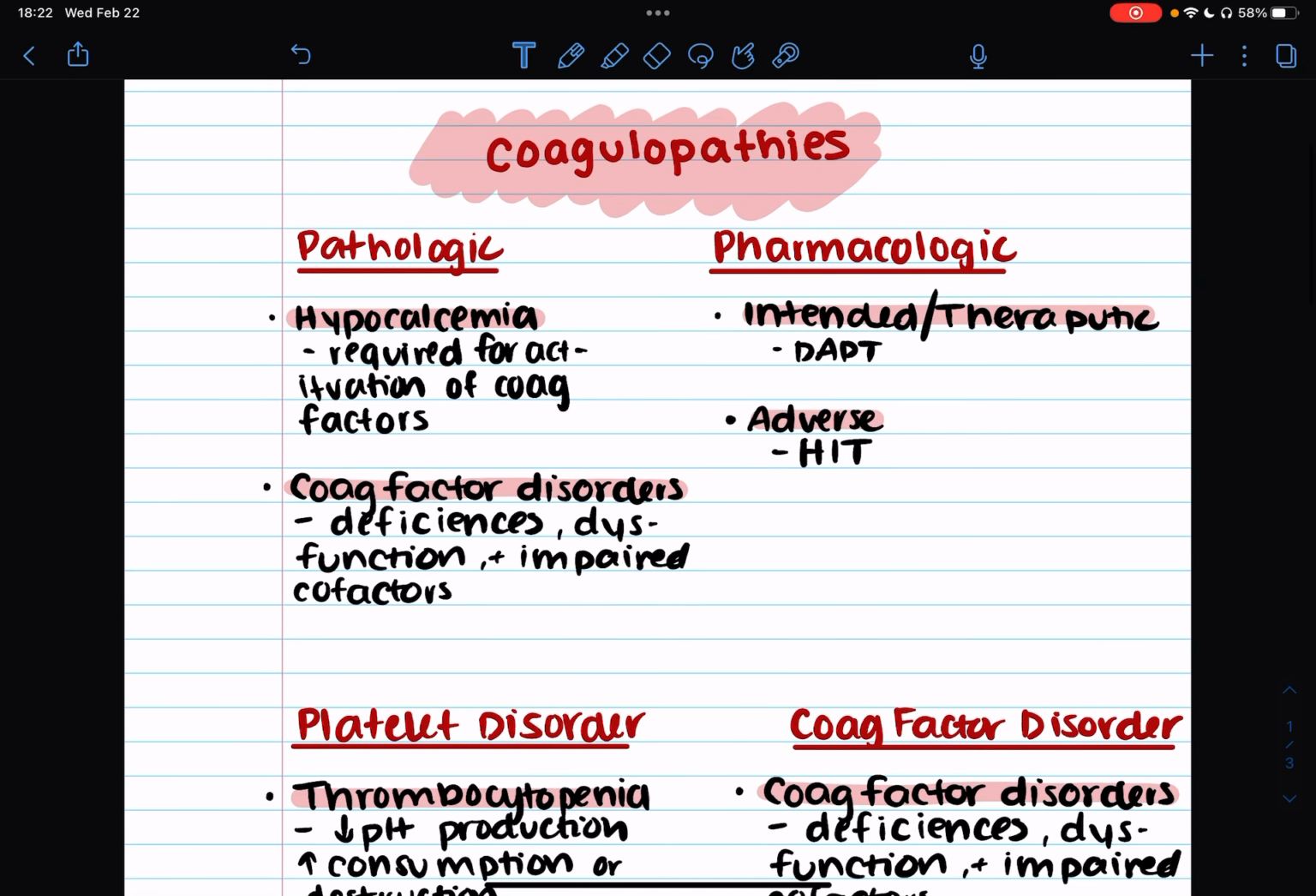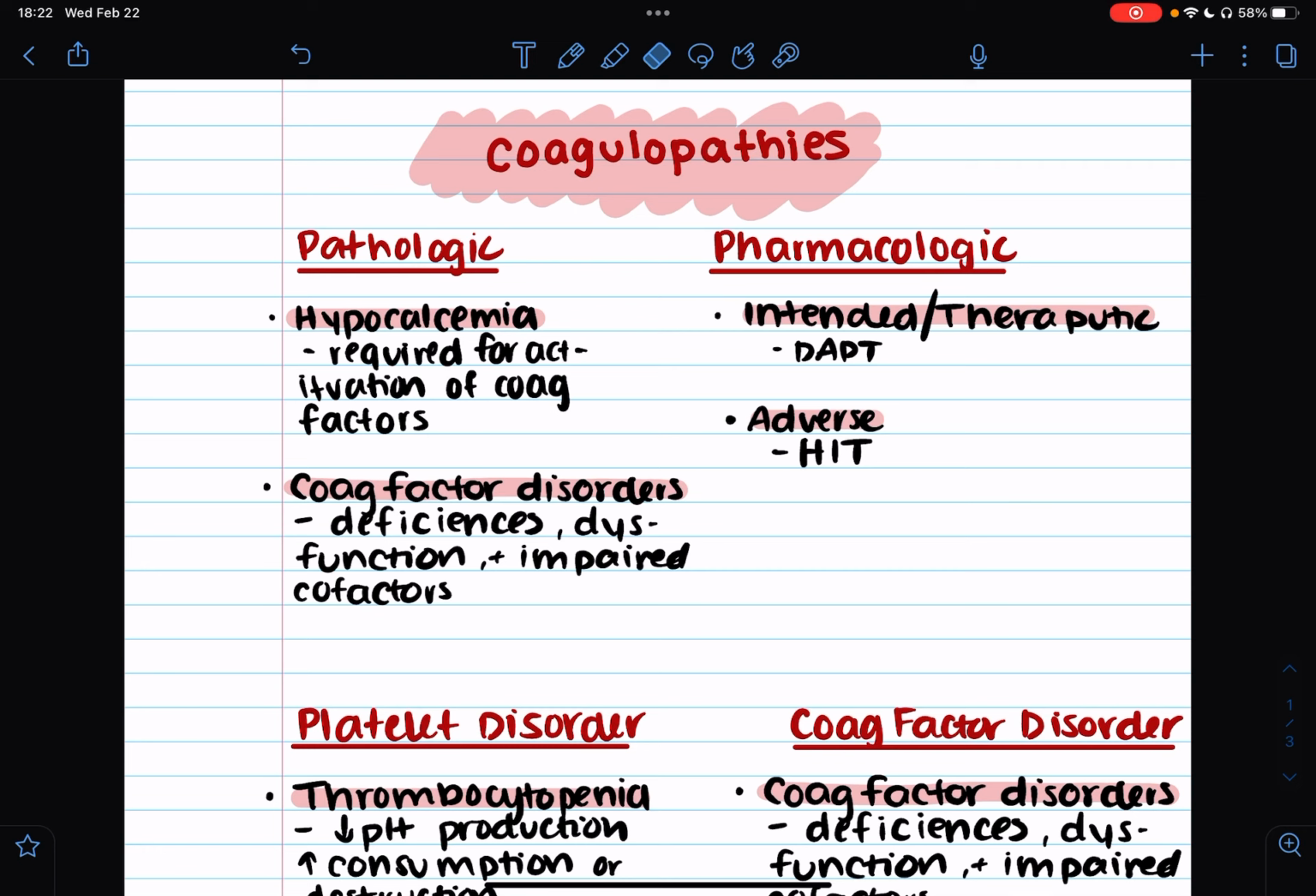Jumping right into it. Pathologic versus pharmacologic. Pathologic is going to be something that's happening inside the body, and pharmacologic is something that is going to be caused by a medication that has been given to the patient.